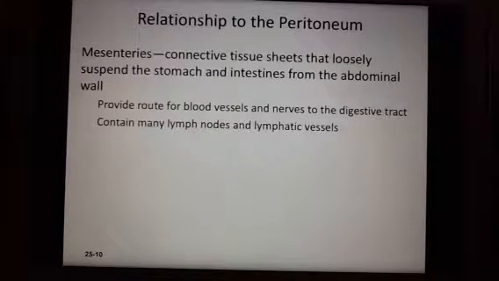So within the digestive tract, we're going to see a few mesenteries. They're connective tissue sheets that kind of hang the stomach and intestines from the abdominal wall. And they are full of blood vessels. So when you dissect, you'll be able to see that. They're a route for blood vessels and nerves to the digestive tract. They also have lots of lymph nodes and lymphatic vessels as well.